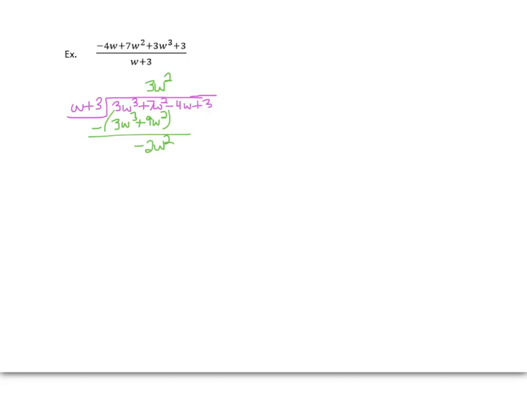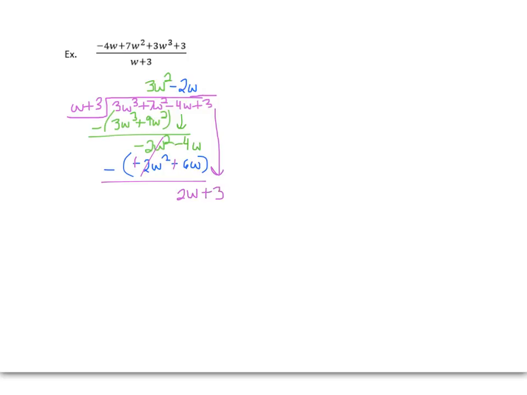Then we drop down the next term, and we start over. So we want to say, what do I multiply w by to get negative 2w squared, which is negative 2w. So I write it up here at the top. And then I multiply w plus 3 by negative 2w, which gives me negative 2w squared minus 6w. But we want to subtract that. And so if it helps change these signs, what we're really doing is adding 2w squared and adding 6w, which makes 2w. Drop down the plus 3.